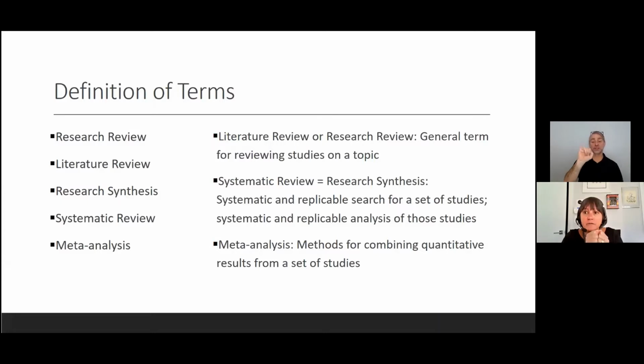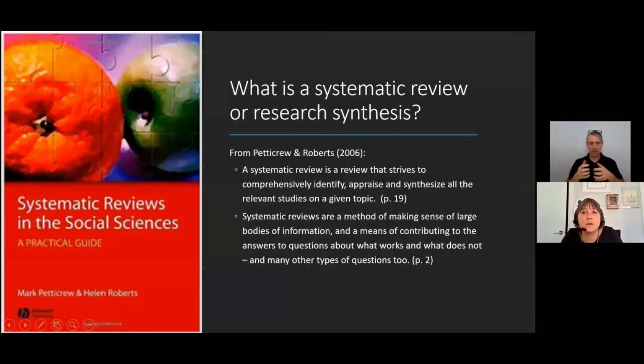And I reserve those terms to think more carefully about a systematic and replicable search for a set of studies on a given topic. It's a systematic and replicable search for a set of studies and a systematic and replicable analysis of that set of studies. And then I use the term meta-analysis to refer to methods for combining quantitative results from a set of studies.